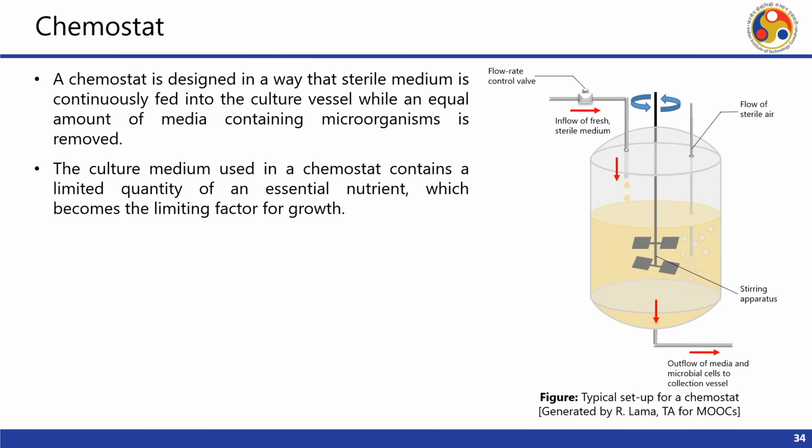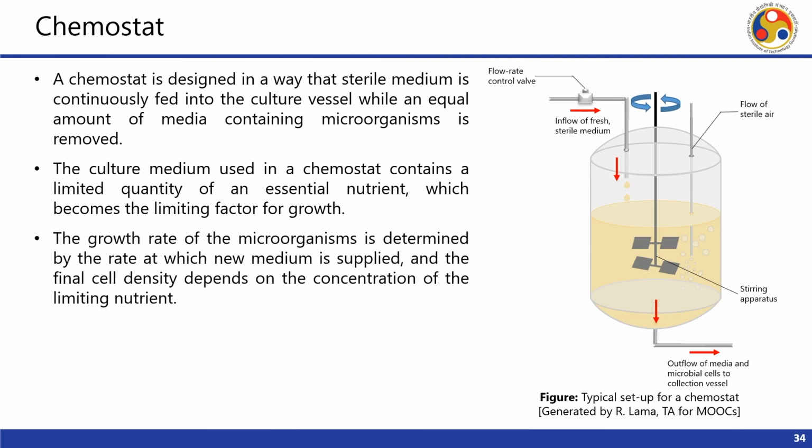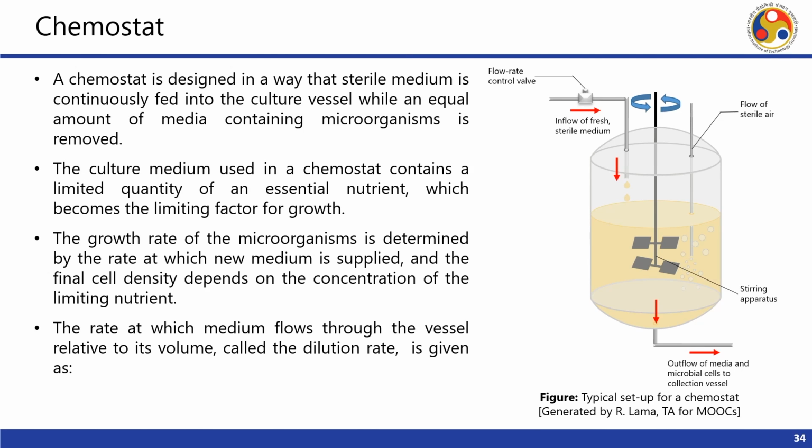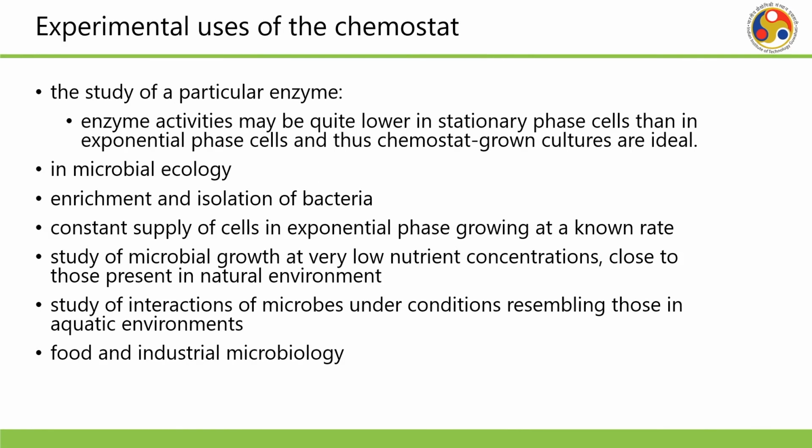The culture medium used in a chemostat contains a limited quantity of an essential nutrient which becomes the limiting factor for growth. The growth of the microorganism is determined by the rate at which new medium is supplied, and the final cell density depends on the concentration of the limiting nutrient. The rate at which medium flows through the vessel relative to its volume is called the dilution rate, and this is given by the equation D = F/V, where F is the flow rate in ml per hour and V is the vessel volume in ml.